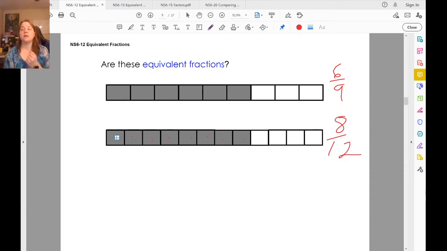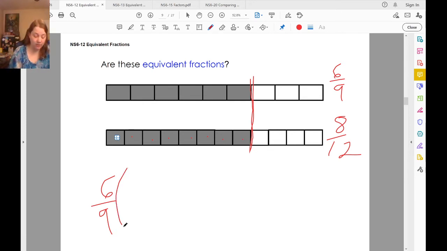These are actually equivalent. They don't look like it at first, but they are. We can tell by either looking at the bars, or we can tell by simplifying these fractions. When I have 6/9, I can know either by looking at the picture or, the more experience I get, by looking at the fraction that 6 and 9 are both divisible by 3. So what I'm going to do is divide the top and the bottom number by 3. And I'm going to get 2/3.